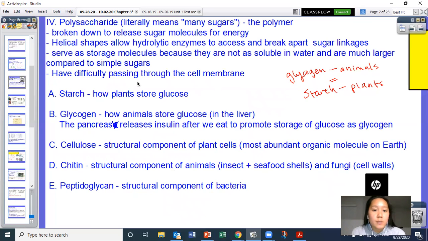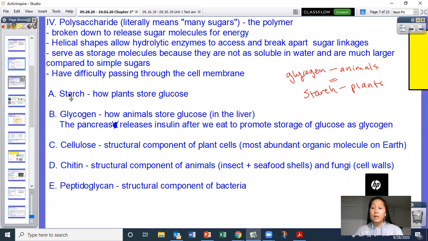They have difficulty passing through the cell membrane because they're so big. If you actually try to poke a polysaccharide through the cell membrane, it would actually rupture a cell, right? So your cells are just like, you ain't coming in here. So they actually have to go through special channels if they're going to be moving in and out of cells so that they don't rupture cells, right? So examples are starch, right? So how plants store glucose.